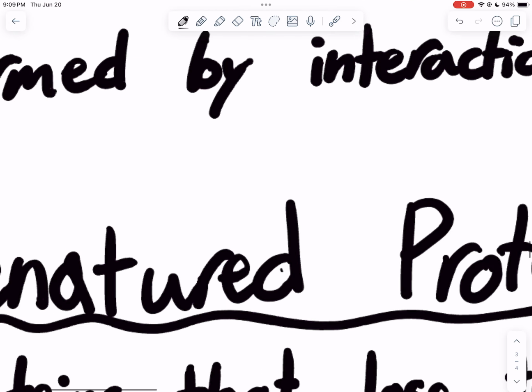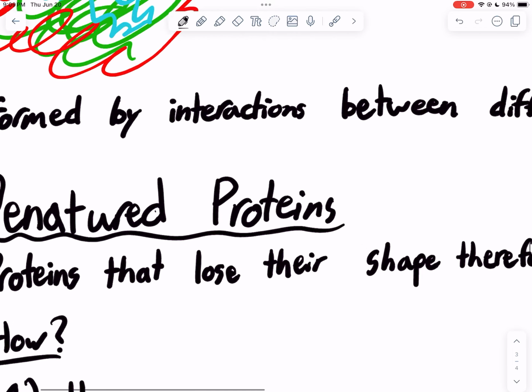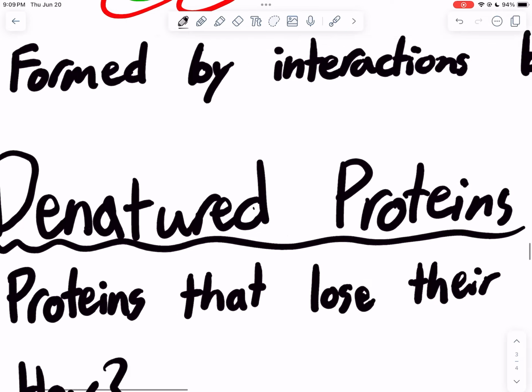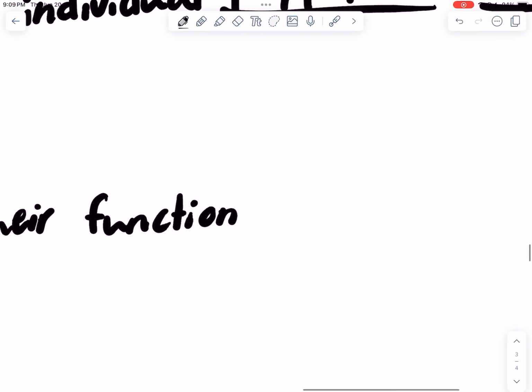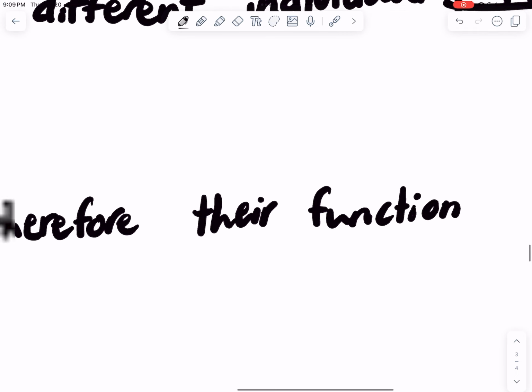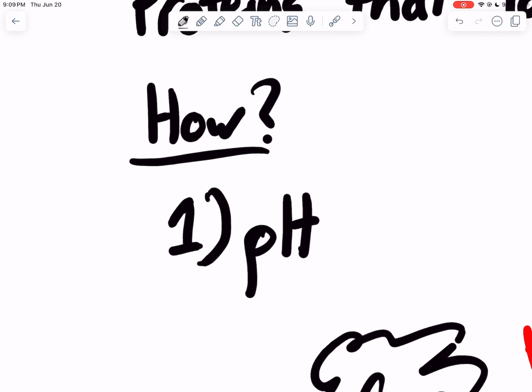Finally, denatured proteins is the last topic of this video, and this is very important. Denatured proteins are essentially proteins that lose their shape, therefore they lose their function. Again, golden rule, shape is everything. And how? There's three main ways in which proteins denature over time, or not over time, it could be in an instant.